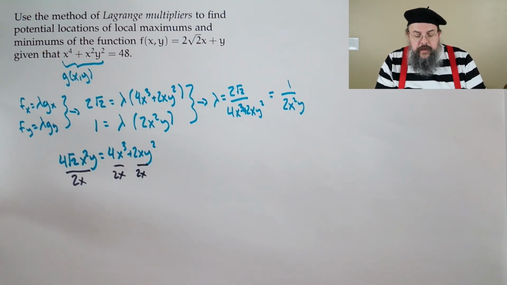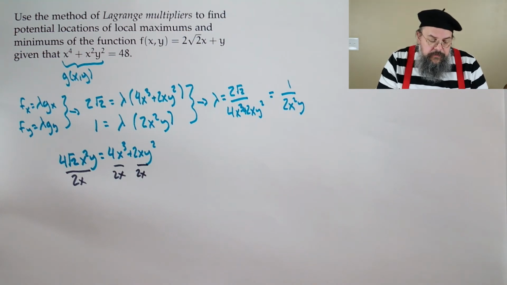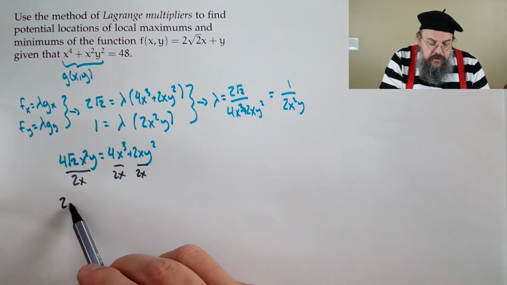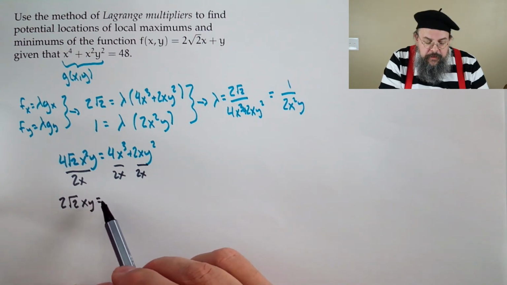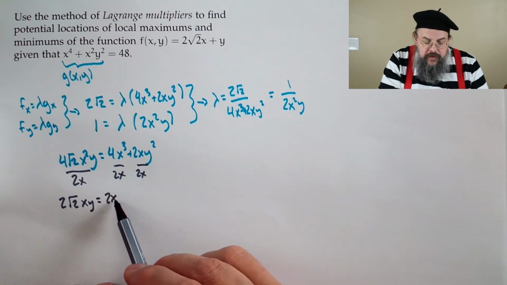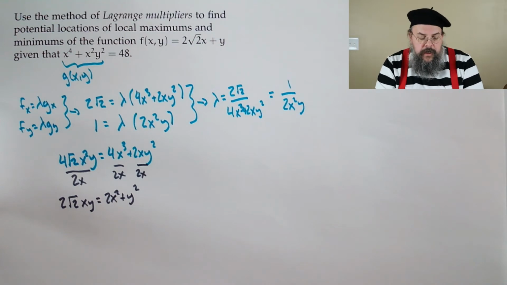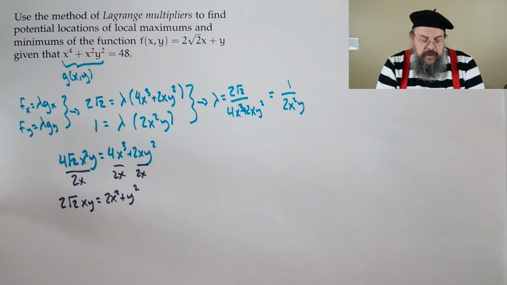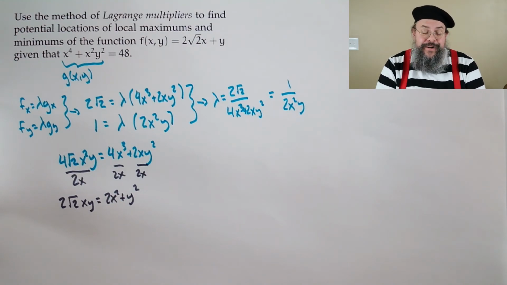And what happens? Well, we get the following. All right, so 2 root 2 times xy is equal to 2x squared plus y squared. All right, well, that should be interesting. Okay, that's not so clear what's going on. But that's all right. We like to explore.